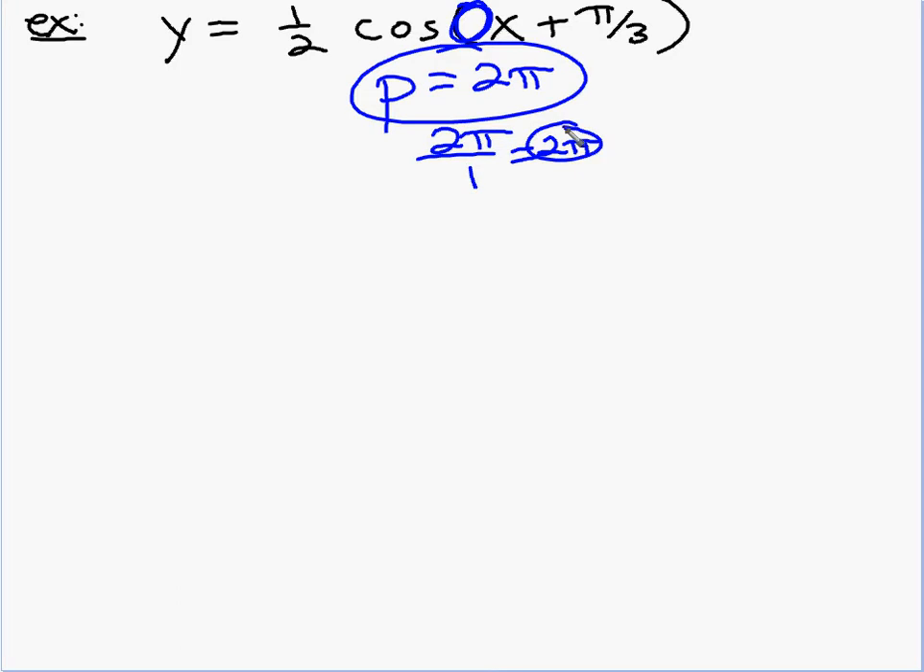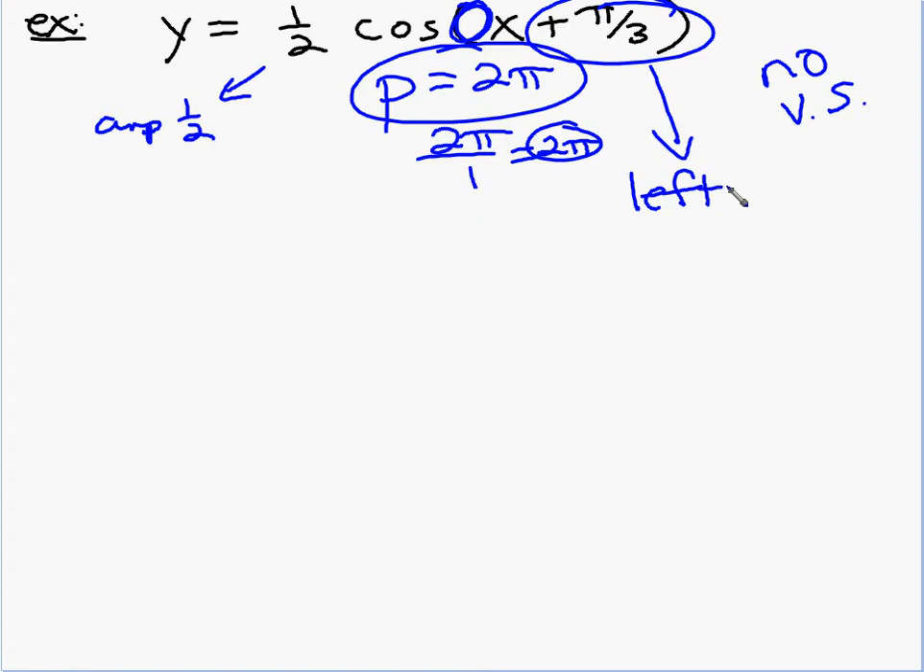Is there any vertical shift? No. No vertical shift. I'll just put no VS, no vertical shift. I do know my amplitude is 1/2. And I do have a horizontal shift. Which direction? Left. This one is left pi thirds. And that's what's going to create the challenge on this problem. So I'll show you what the challenge is in a second.